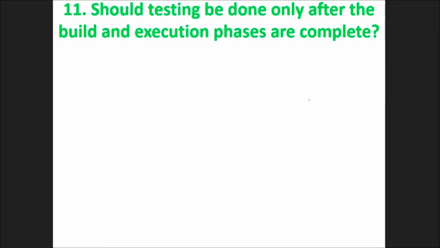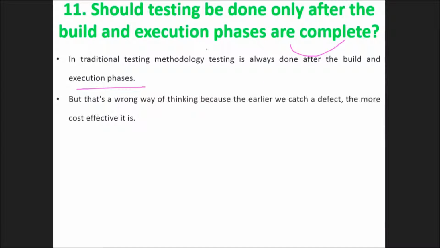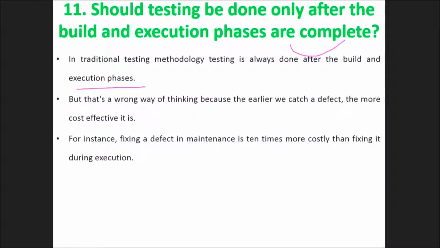So should testing be done only after the build and execution phases are complete? This is a very important question because there is often confusion about when testing is actually performed. In the traditional testing methodology, testing is always done after the build and execution phases. But that's the wrong way of thinking, because the earlier we catch a defect, the more cost effective it is. For instance, fixing a defect in maintenance is 10 times more costly than fixing it during execution.